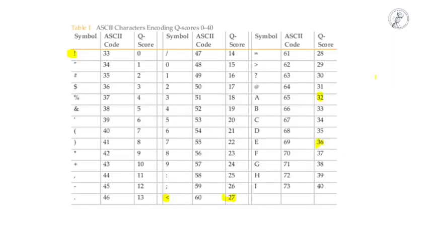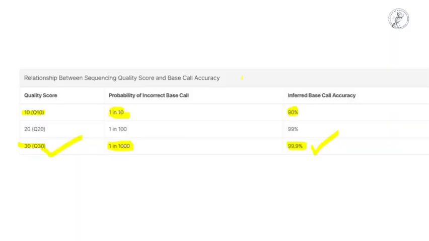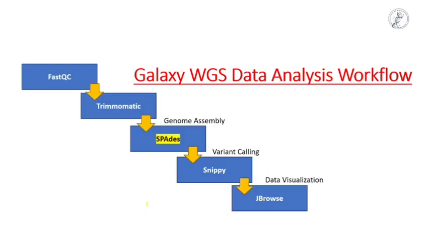If your sequence has a 0 quality score, this symbol will come. So, different symbols will come in the fourth line. In this fourth line, these symbols can come according to the quality of your sequence, based on the Q score. Okay. I hope you understood.